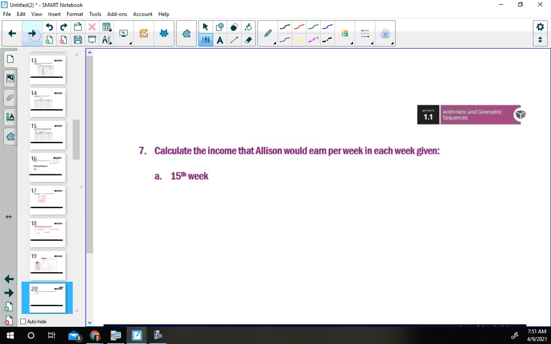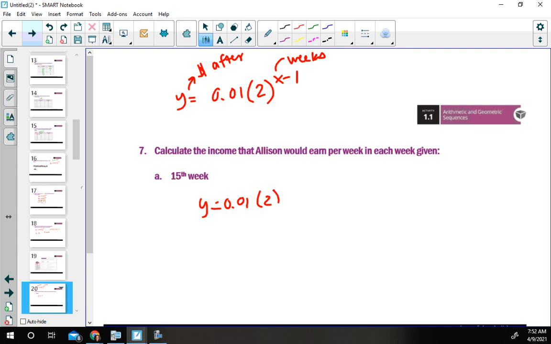Okay, we're going to skip this for now. Okay, calculate the income that Allison would earn per week in each week given 15 weeks. So first off, my equation that we have been using is this. So I've got to figure out, is that 15 going in for the X or for the Y? So which one represented the weeks? Okay, this X was my weeks. The Y is my money after that week. Okay, so what we're going to do is plug that 15 in for the X, or there is another way to do it. Let's say you don't feel like typing it in.